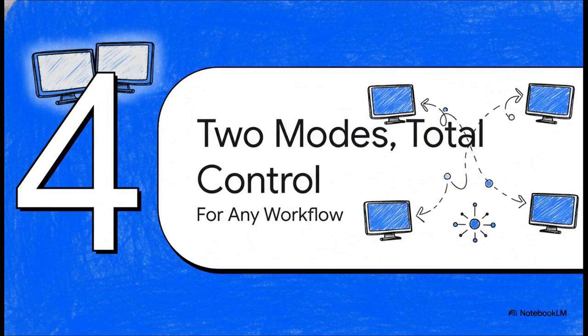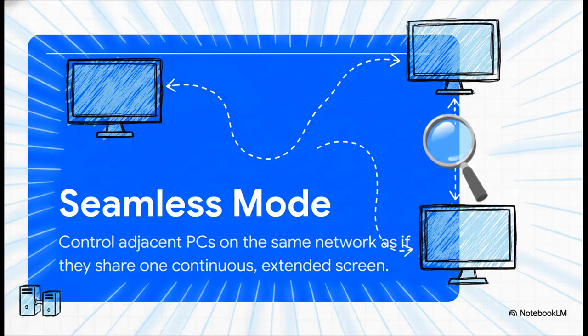Now, the real magic of the software comes from its 2 completely different ways of operating, and they're designed for different kinds of workflows. So whether your computers are right next to each other or miles apart, there's a mode that's perfect for you. First up, you've got Seamless Mode. This is awesome for when you have multiple computers sitting right there on your desk. Your mouse cursor just flows from one screen to the next, just like it was one giant extended display. You can even stack your monitors and move your mouse up and down between them. It honestly makes multiple machines feel like one big, powerful system.